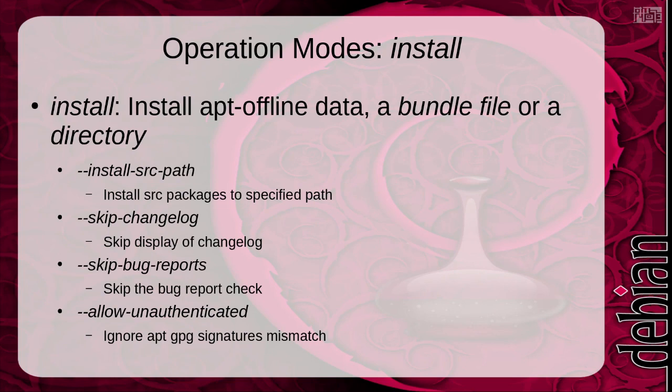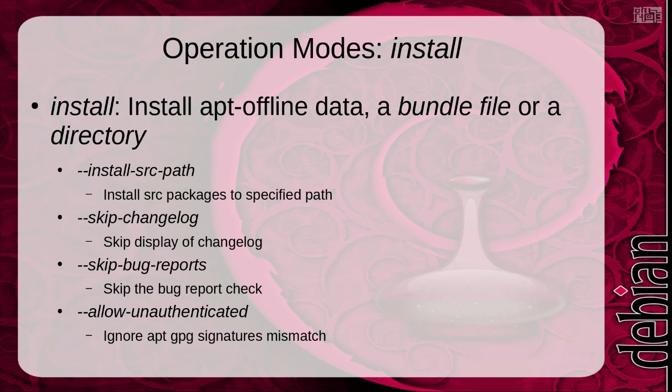The last operating mode for APT Offline is the install operation mode, which basically is about installing the downloaded payload onto the offline machine. So once you have the get operation complete and a zip archive file or a directory where all your data is downloaded, then you can take it back onto your offline machine and then use the apt-offline install command to install those downloaded data. It has a couple of interesting options.